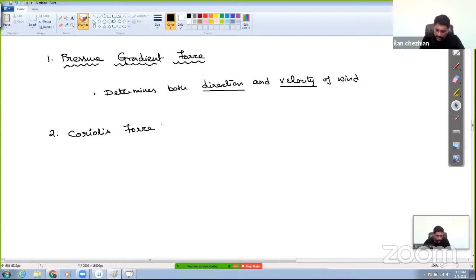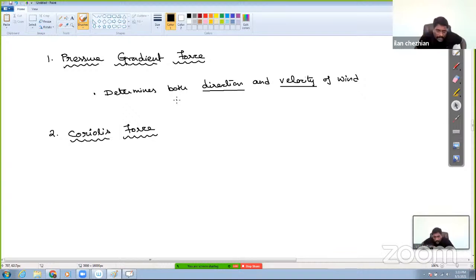You call them as what? Coriolis force. Number one, what is this Coriolis force, if you ask me? This itself is a force that is created due to the rotation of the earth, my friend.